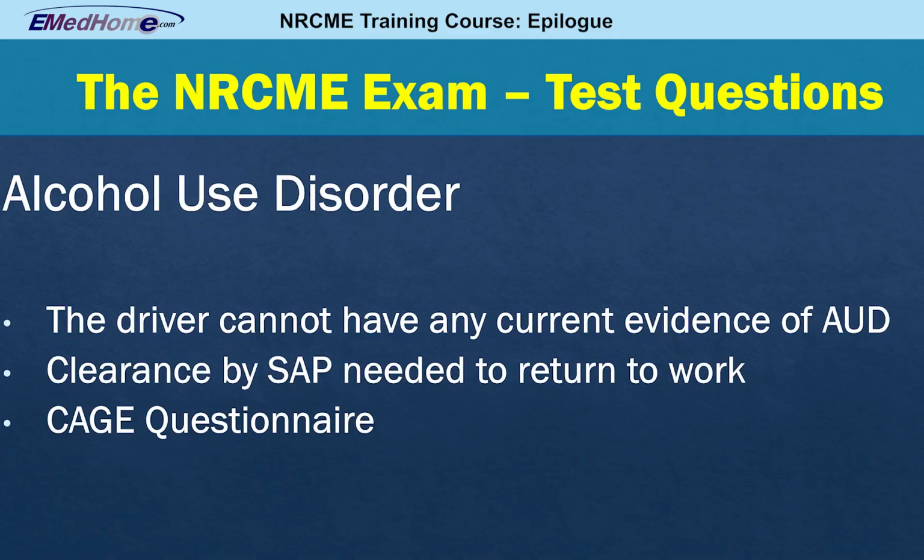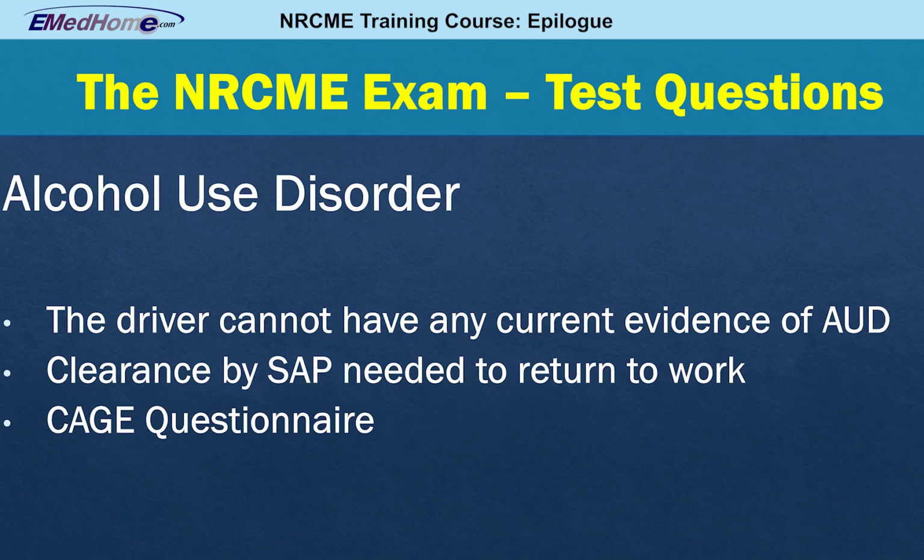Expect several questions regarding alcohol use disorder and how to certify a driver who wants to return to work following a diagnosis of AUD. Remember that the examiner must ensure that the driver has no current signs of active alcohol use disorder and that if the driver has completed a substance abuse rehabilitation program, clearance from the SAP is needed before certification. A letter from the employer that the driver has returned to work is not sufficient. You must make sure that the driver has been cleared by the SAP.